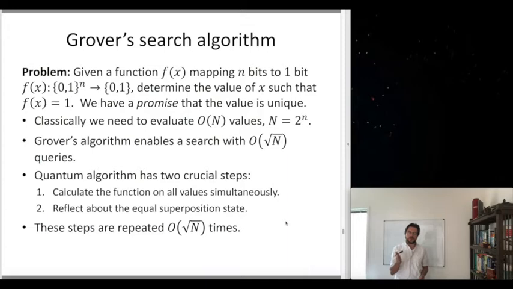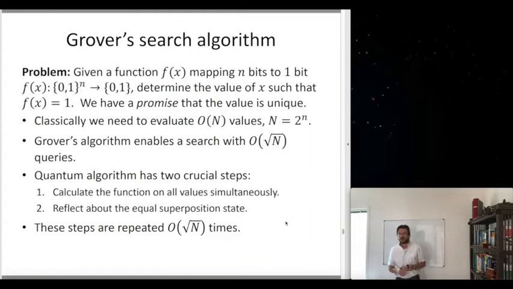So very often it's called a database search algorithm, which it not really is. So in reality, it's a function inversion algorithm. So that's more accurate. But we'll see in a bit why it's called database search. So the problem is, given a function f of x mapping n bits to 1 bit. So again, we have n input bits and 1 output bit. Determine the value of x. So what's the input? Such that f of x equals 1. So find the one entry in the database that equals 1 for f of x. So we have a promise that this value is unique.